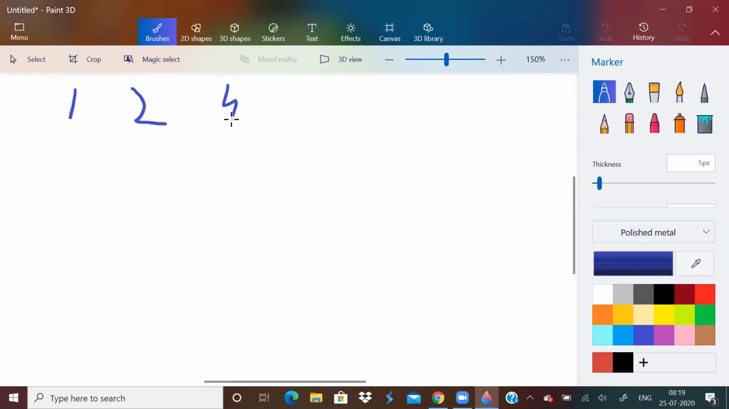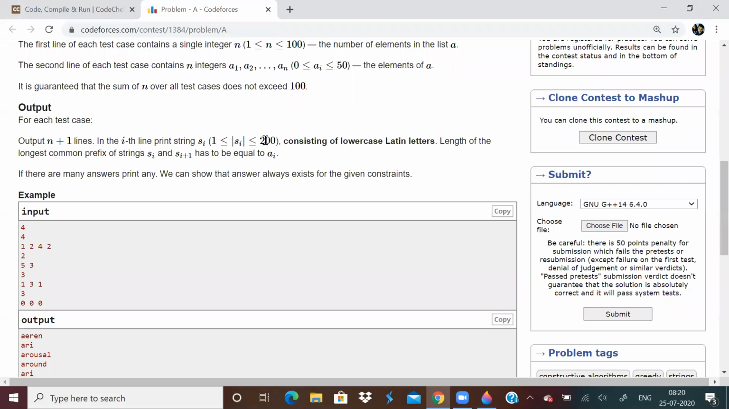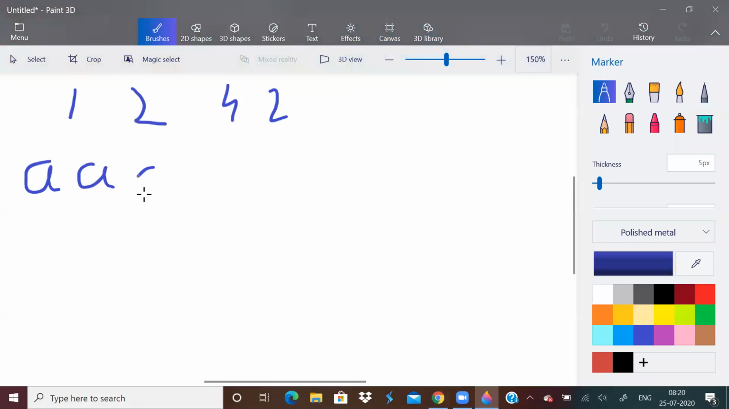How do we approach this problem? Let us first say we have a string. The maximum length we can print is 200 characters. So let us say we have a string of length 200 made of A's, and so on. Now let us say this is the first string. The second string and the first string should have a longest common prefix of 1.